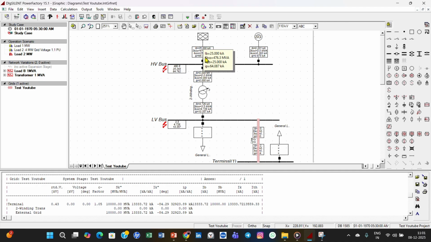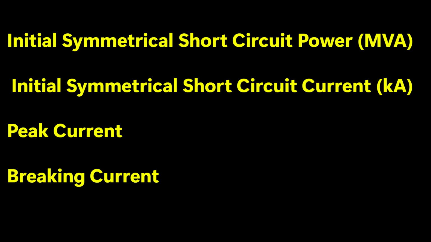First of all, you can see there are only 3 components here. These 3 components generally come, but here you have entered one more component, that is the breaking current. These are the 4 parameters which we get in the short circuit analysis: the initial symmetrical short circuit power, the initial symmetrical short circuit current, the peak current, and the breaking current.